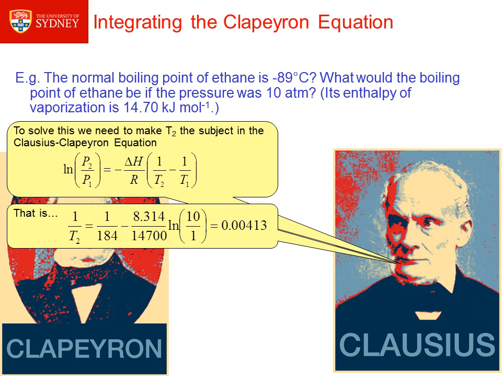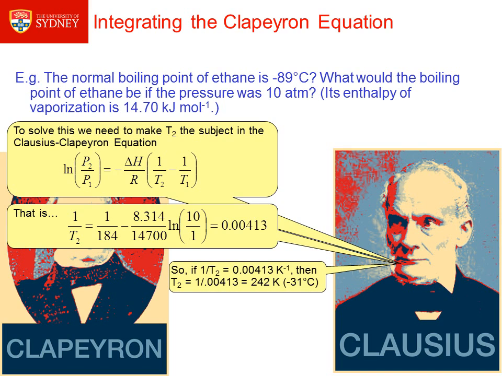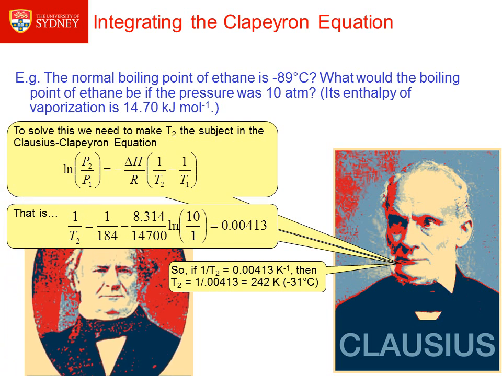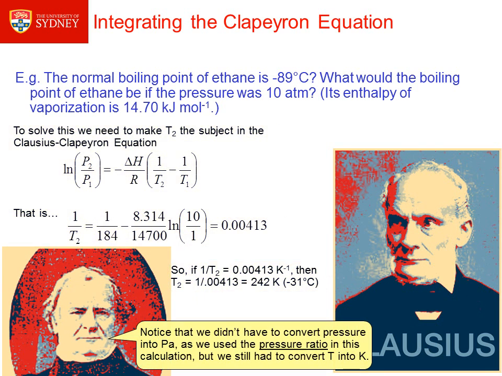Substituting in our values for temperature, R and delta H, we obtain 1 over T2 is 0.00413 inverse Kelvin. If 1 over T2 is 0.00413, then T2 is 242 Kelvin. Notice that to do this calculation, we didn't have to convert pressure into pascals because the expression contains the ratio of the two pressures. As long as we use the same units, the calculation will work out just fine.